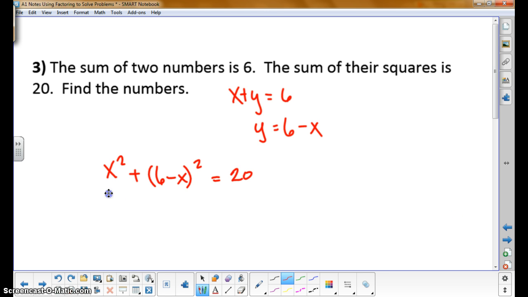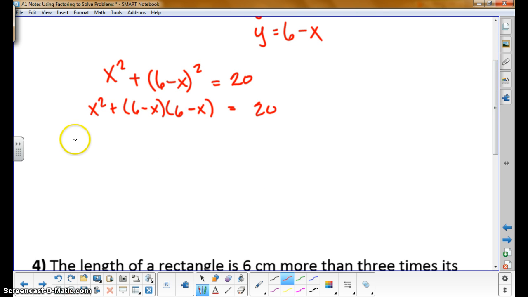Okay, there's our setup. So let's FOIL this out. I'm going to write them side by side because it's (6 minus x) quantity squared. And then I'm going to FOIL them out. So that x squared is going to stay there. And here's our little monkey, however you like to do that. That's 36 minus 6x minus 6x plus x squared is equal to 20.